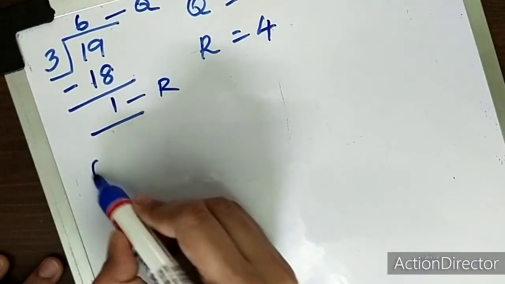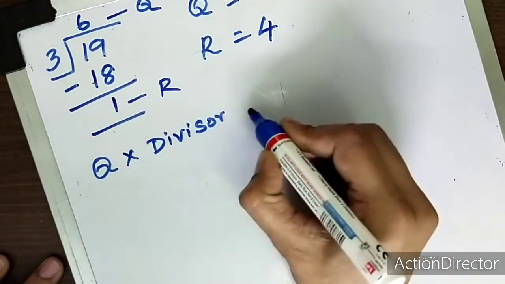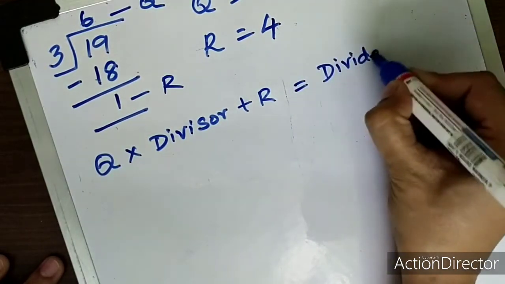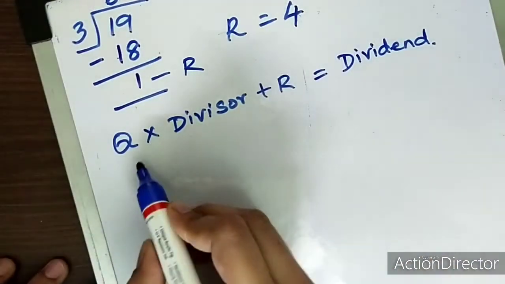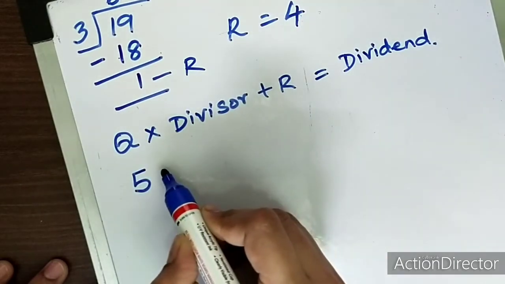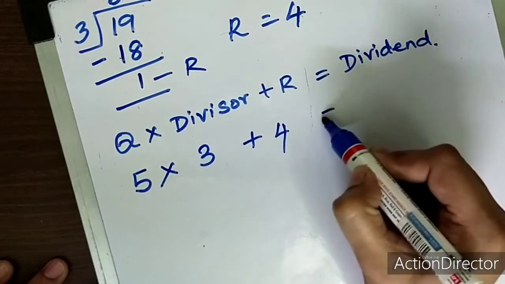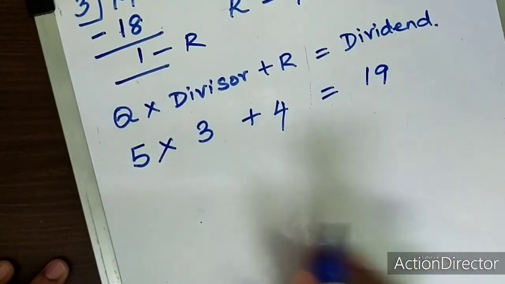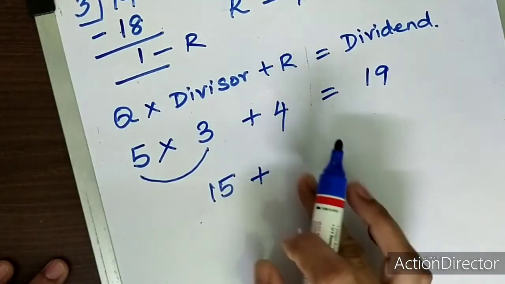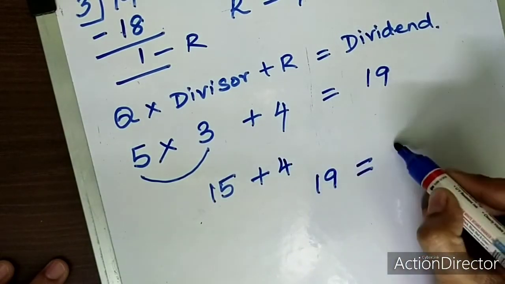First we'll check with the given answer. Quotient into divisor plus remainder is equal to dividend. What is the quotient here? 5, and the divisor is 3 and the remainder is 4. What is the dividend? 19. What is 5 threes are 15 plus 4? 15 plus 4 will be 19. 19 is equal to 19.